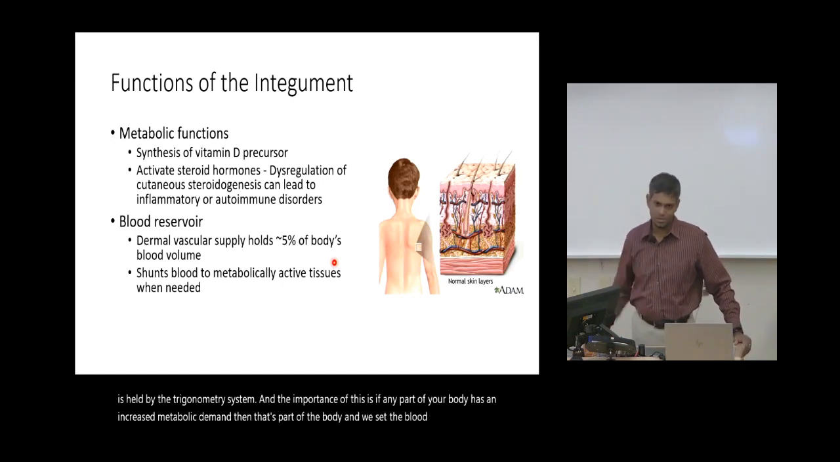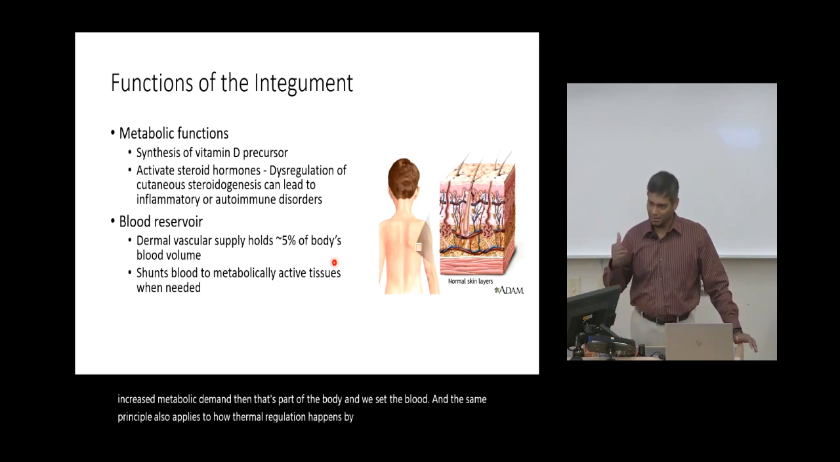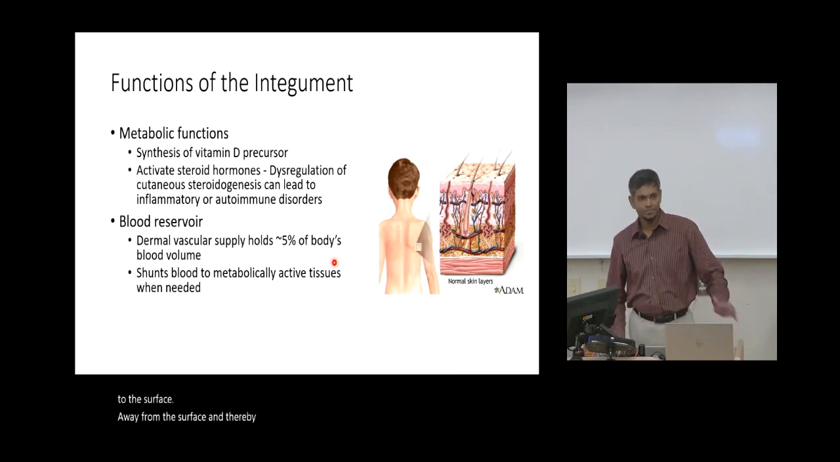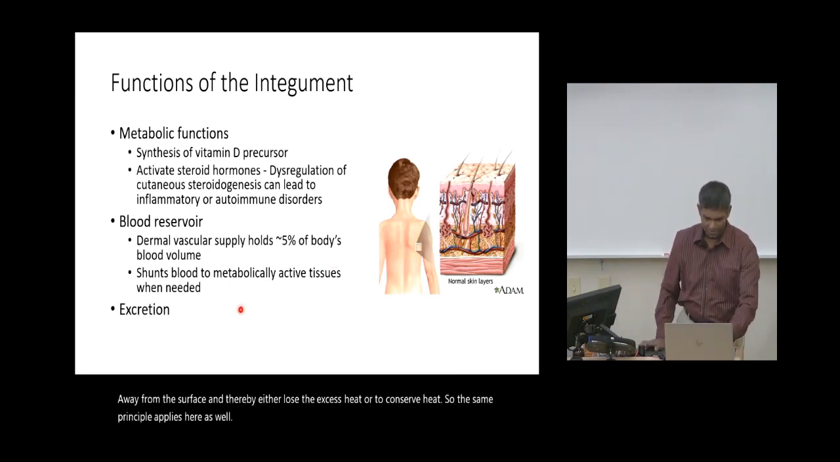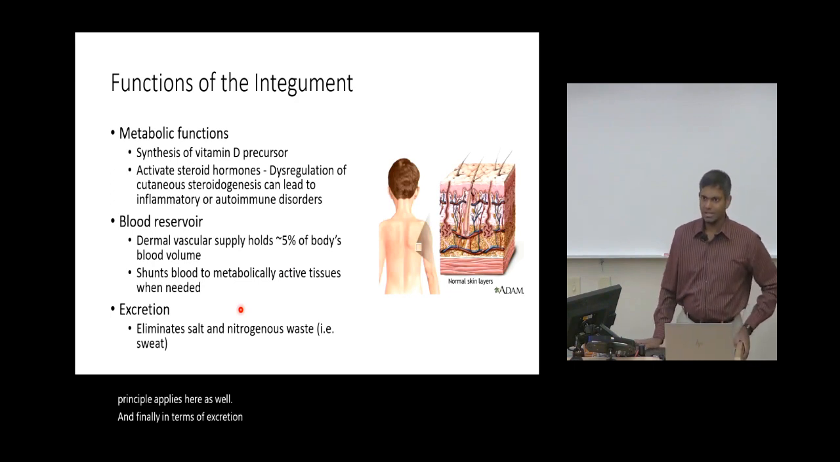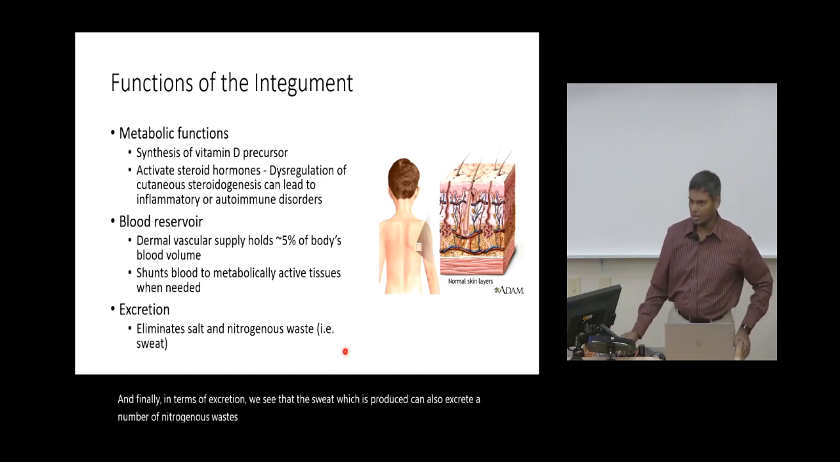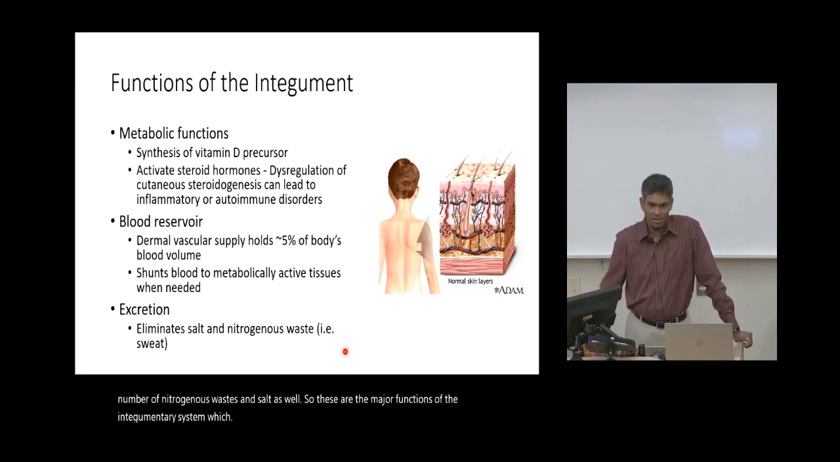And the same principle also applies to how thermoregulation happens, by either making the blood flow close to the surface or away from the surface, and thereby either lose the excess heat or conserve heat. So the same principle applies here as well. And finally, in terms of excretion, we see that the sweat which is produced can also excrete a number of nitrogenous wastes and salt as well. So these are the major functions of the integumentary system, which I hope you're all clear with.